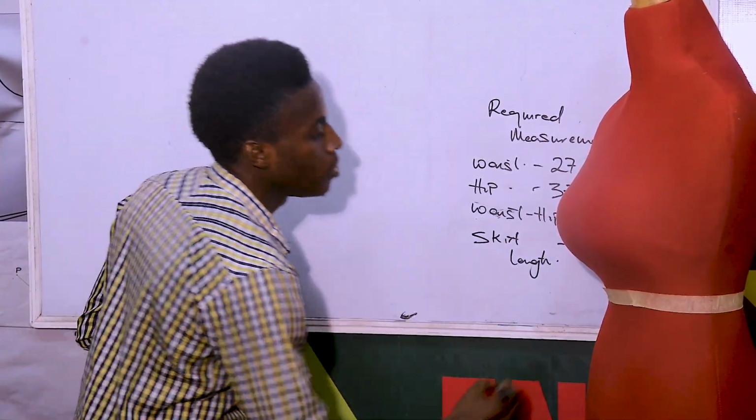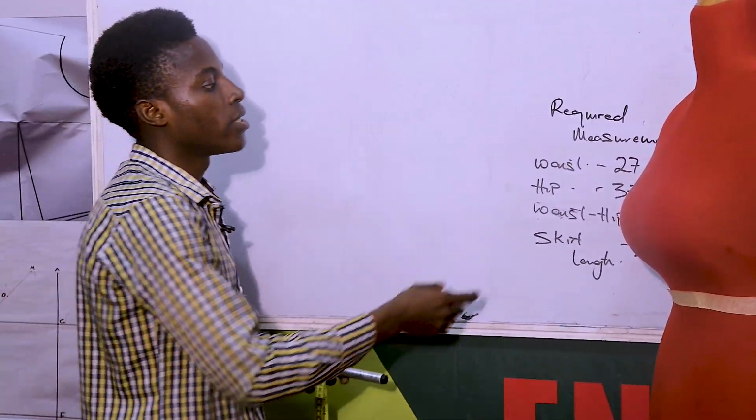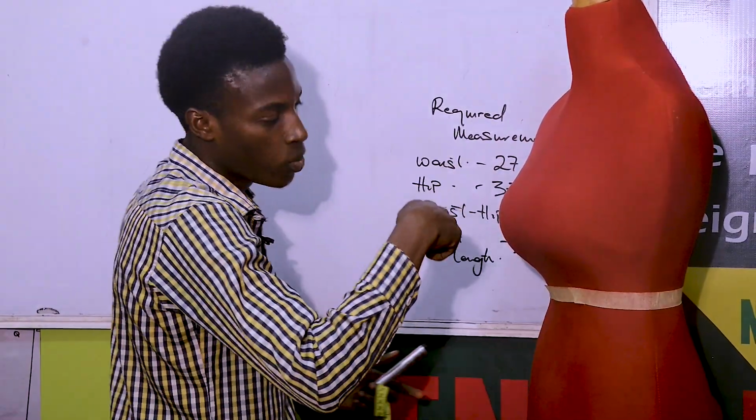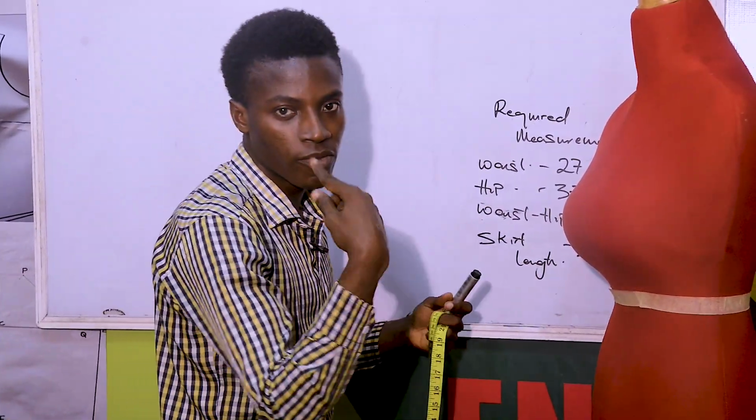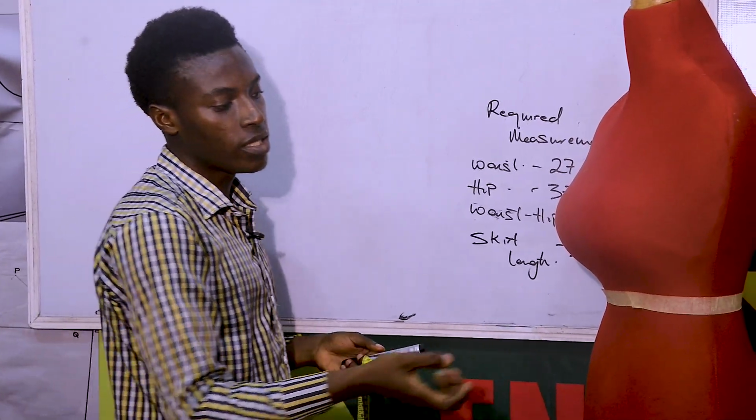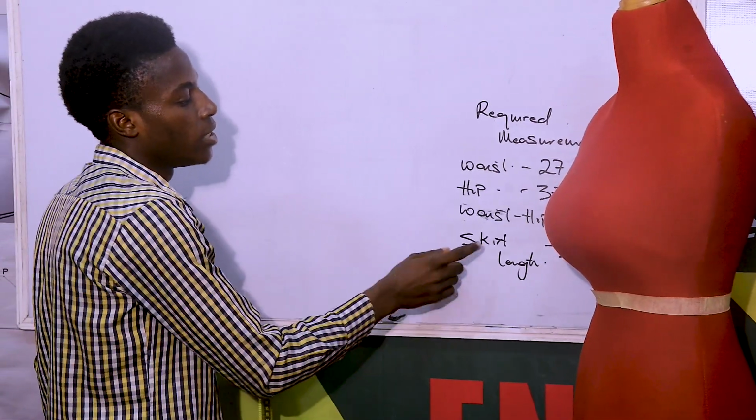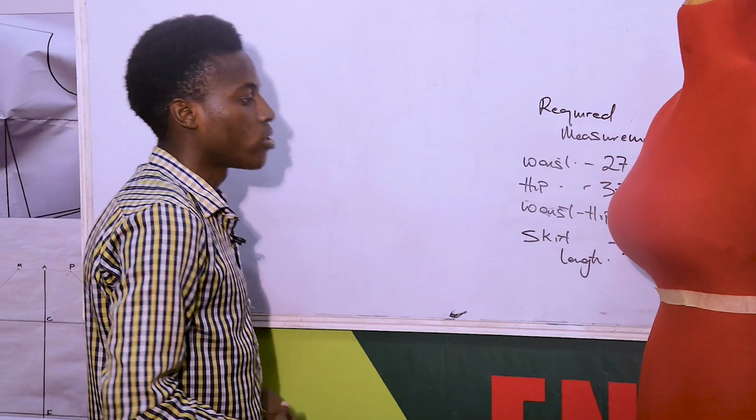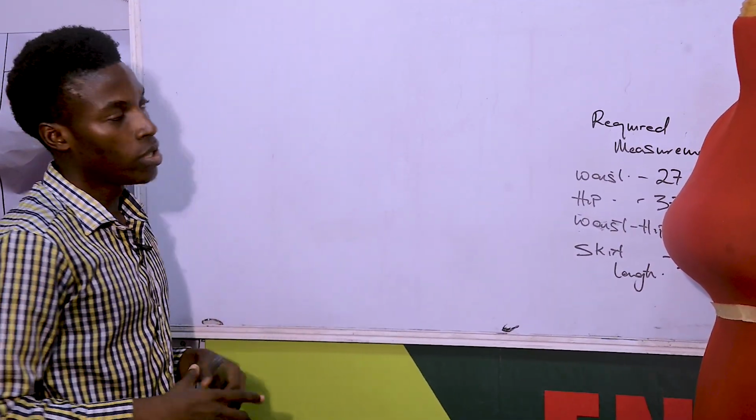All right, so I'm going to be using 23 inches. Again, the waist measurement is all around the natural waist or the desired waist measurement where the person puts a skirt. The hip measurement is all around the fullest part of the lower body, which is all around the buttocks. The waist to hip measurement is the distance between where you took the waist measurement to where you took the hip measurement. Then the skirt length, the waist to preferably the knee length. Are we together?